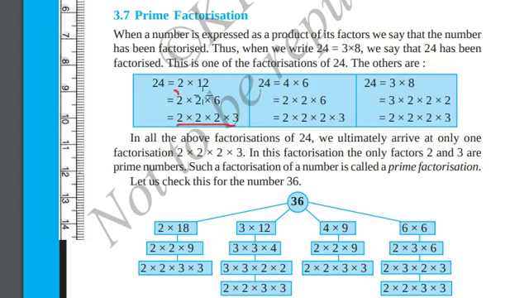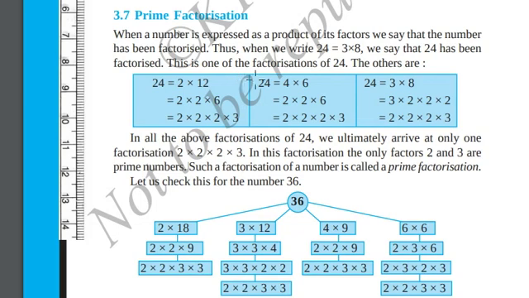2 times 6 is 12. 6 is 2 times 3, so 2 times 2 times 2 times 3. Finally, we are left with the prime numbers. This is one way of factorization of 24.